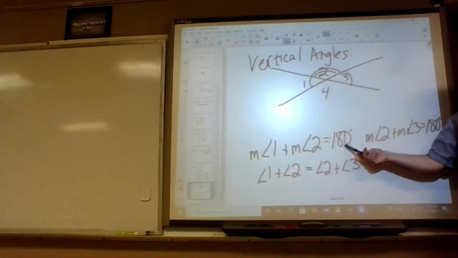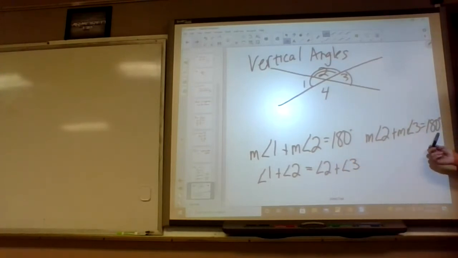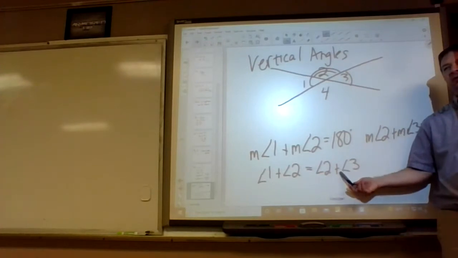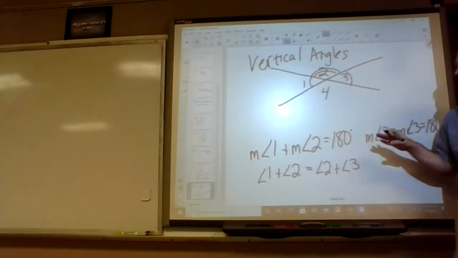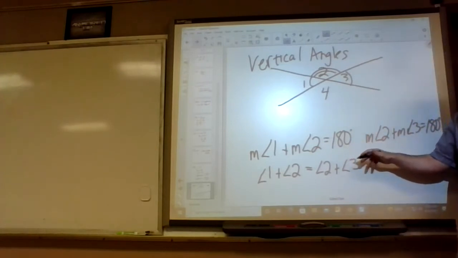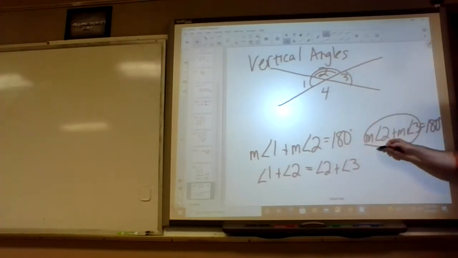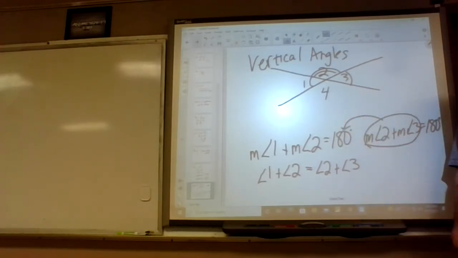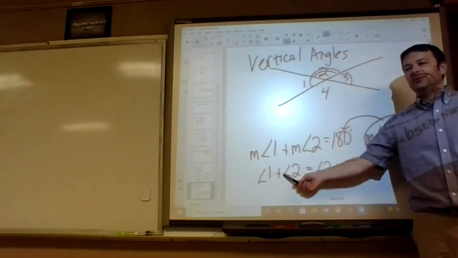1 and 2 add up to 180. 2 and 3 add up to 180. Therefore, 1 plus 2 equals 2 plus 3. How did I figure that out? Okay, it's kind of the transitive property, but I would think of it as substitution. If this is equal to 180, then I can put that right there in place of 180, right? Substitution. If they're both equal to 180, then they have to be equal to each other.